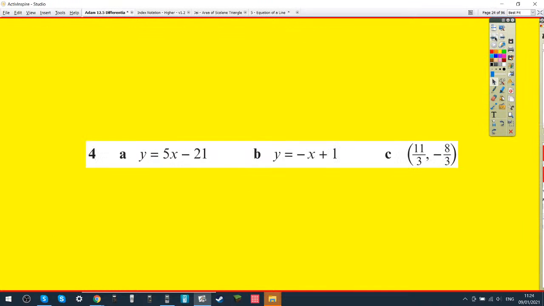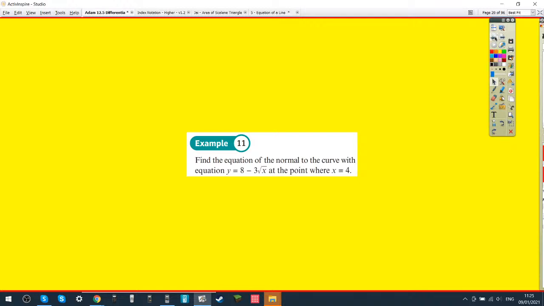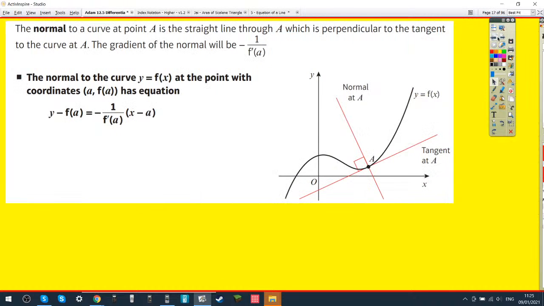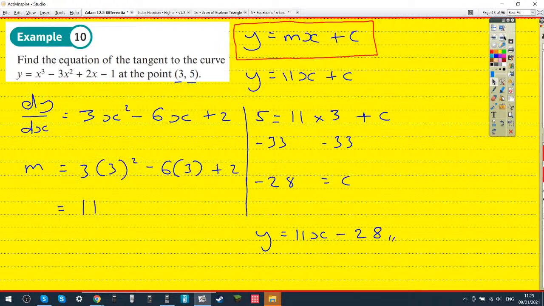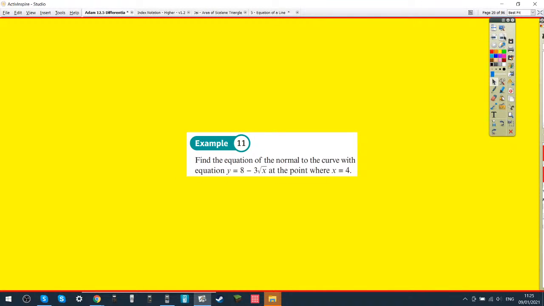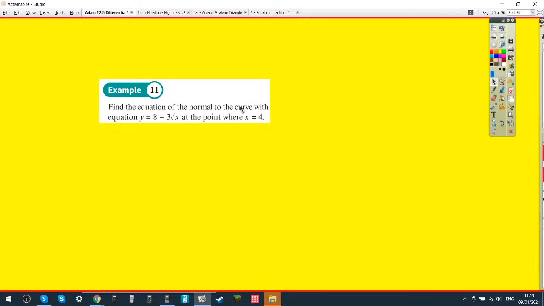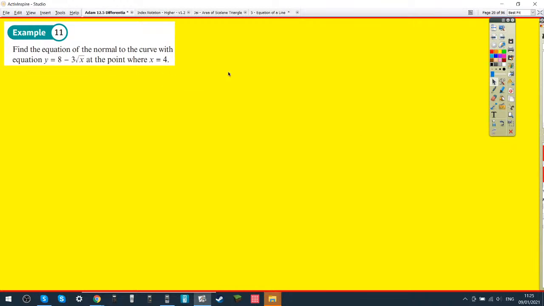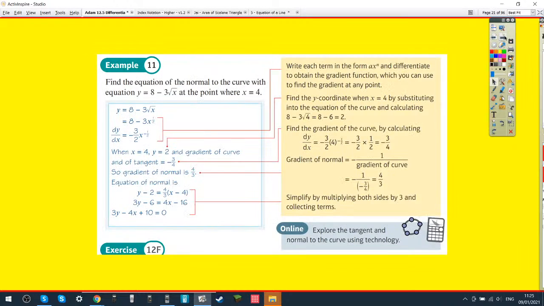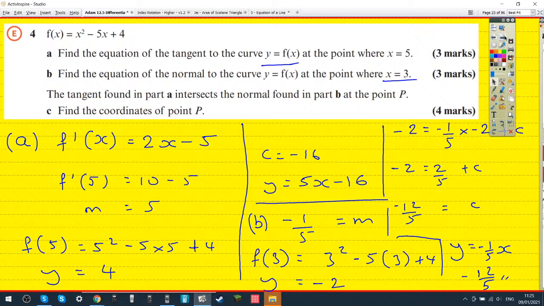Now we have to do this hard stuff, and it's a bit different. You see this point where the tangent crosses the normal? We'll have to find the coordinates at that point. Find the equation of the normal at this point. So we've done that already. That's fine. The tangent found in part A intersects the normal in part B at the point P. So find where these two intersect.